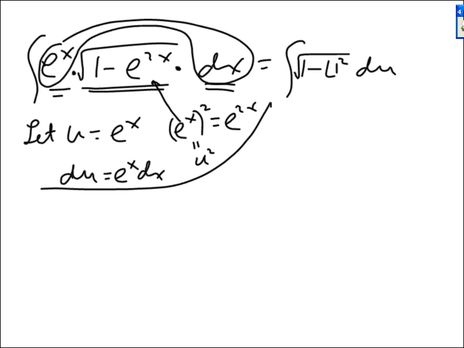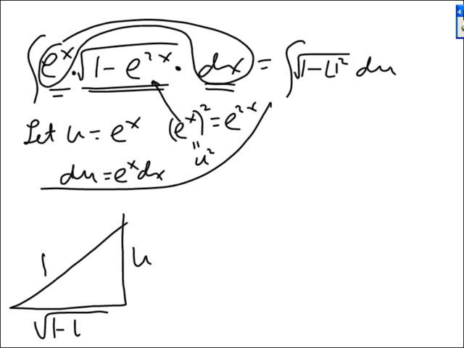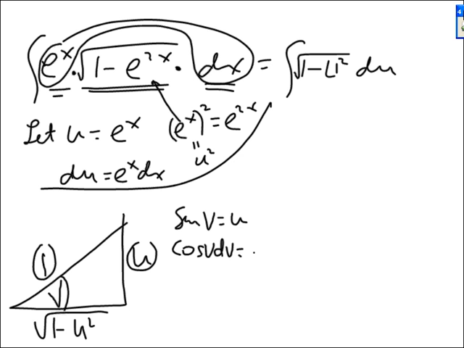The way you would do that is the 1 is being squared. It's understood to be plus 1 squared. That goes on the hypotenuse. U is being squared. Since it has a minus, it goes on one of the legs. And the whole square root goes on one of the sides. And since I already used u, I'll call the angle V. And now we know that the sine of V is simply u. It's u over 1, which is u. So the cosine of V dV is equal to du.